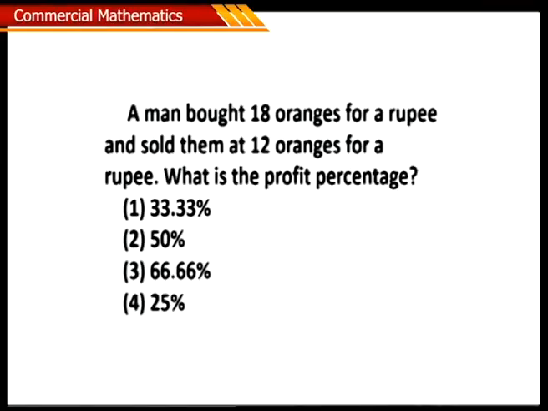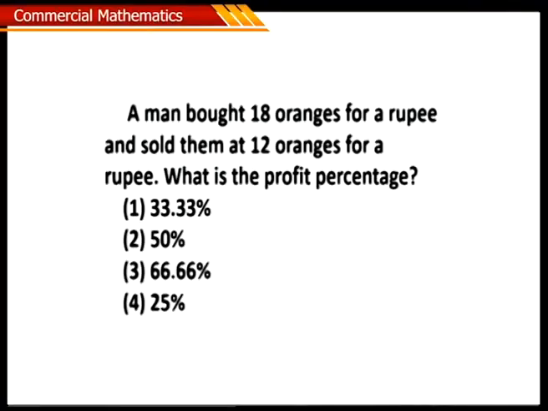Here sometimes the problems will be related to this. As we discussed earlier, it is related with profit and loss. Okay, a man bought 18 oranges for 1 rupee and sold them at 12 oranges for a rupee. What is the profit percentage? Here it seems to be a very lengthy problem and a typical one, but it is a very simple problem. Just observe. How many oranges he bought? 18 oranges. 18 oranges means 1.5 dozens, right? And sold 12 oranges means 1 dozen.